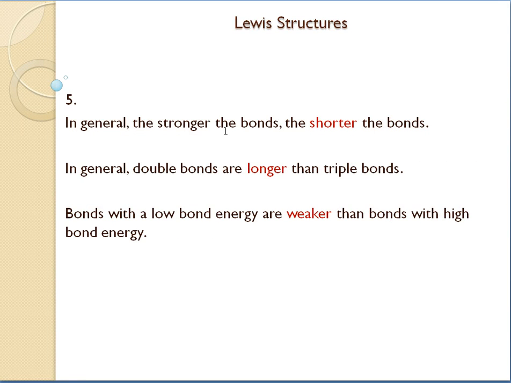In general, the stronger the bonds, the shorter the bonds. The closer the 2 atoms are together, the stronger they're bonded. In general, double bonds are longer than triple bonds because they're weaker, so they're a little bit more spaced apart. And bonds with a low bond energy are weaker than bonds with a high bond energy. They require less energy to break them apart, so they're weaker bonds.